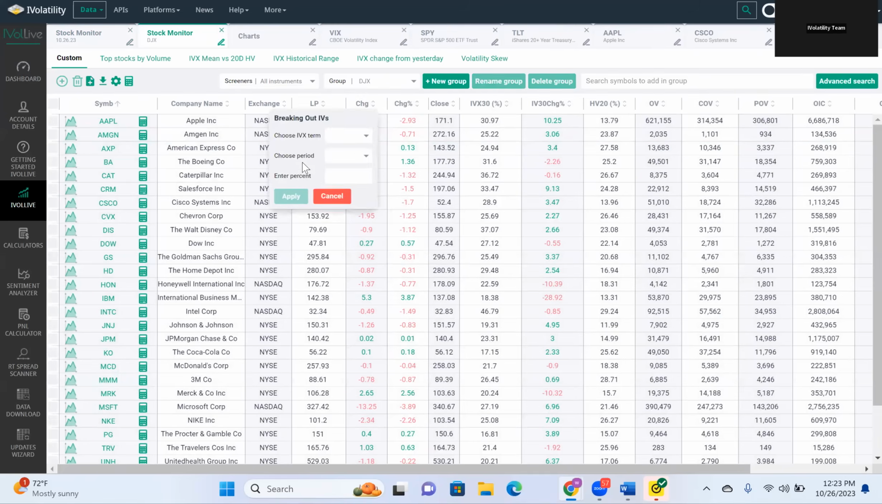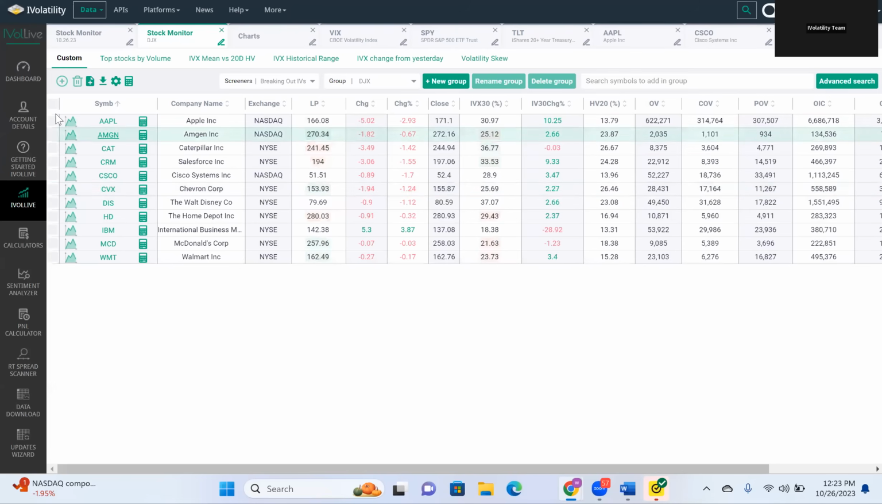We're looking at a month, and we wanted to see where there was action of more than 20% on the IVX over the past month. So Apple showed up multiple times, Amgen showed up multiple times, Cisco has showed up multiple times in our screens, IBM, and I like McDonald's, who doesn't?